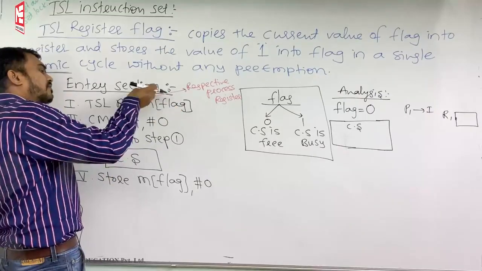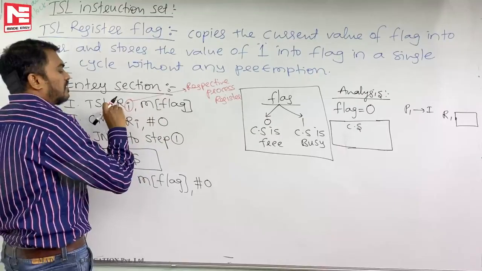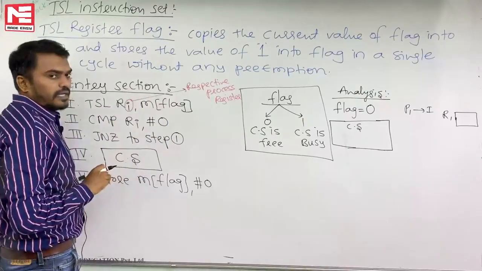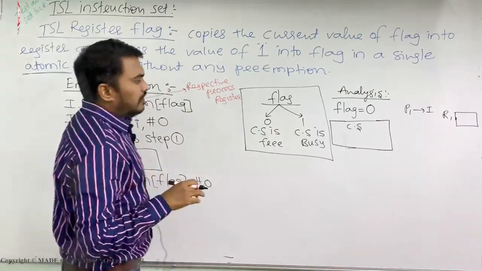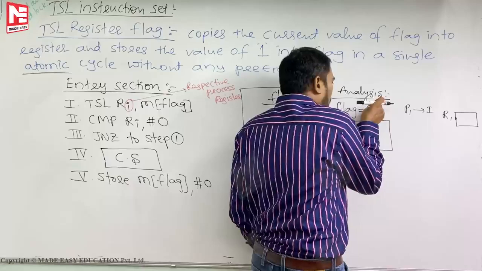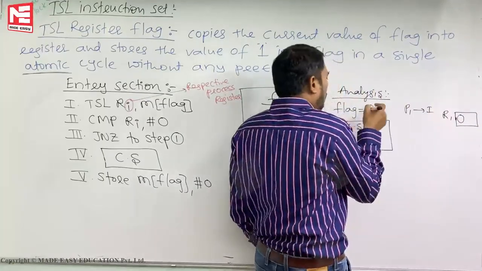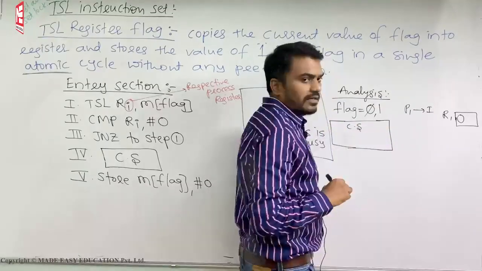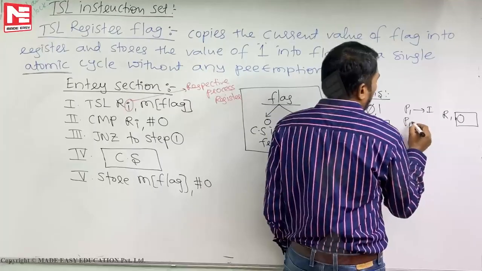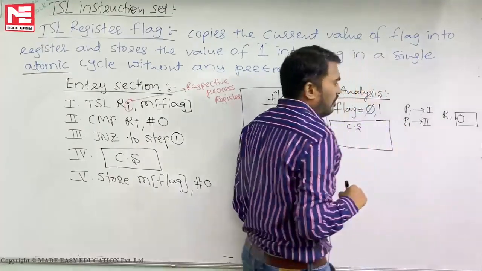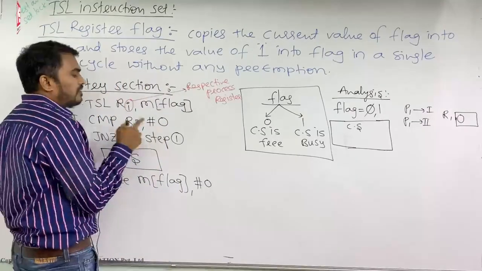Copies the current value of flag into register and stores the value of 1 into flag. Now, tell me what happens? Understand here. And next, now P1 executes the second instruction. What is the second instruction? Compare the register value with 0.